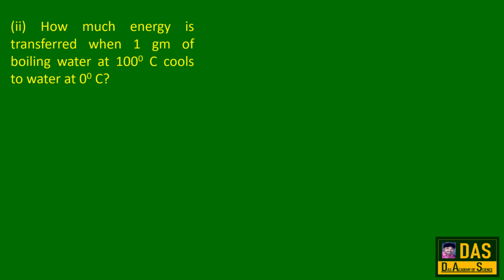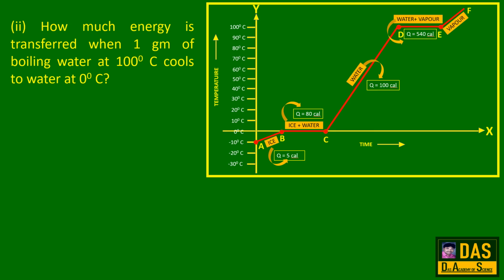Now second problem. How much energy is transferred when 1 gram of boiling water at 100 degrees Celsius cools to water at 0 degrees Celsius? Here mass of the water is 1 gram, that is m is 1 gram, and conversion is from boiling water at 100 degrees Celsius, means steam at 100 degrees Celsius, to water at 0 degrees Celsius.